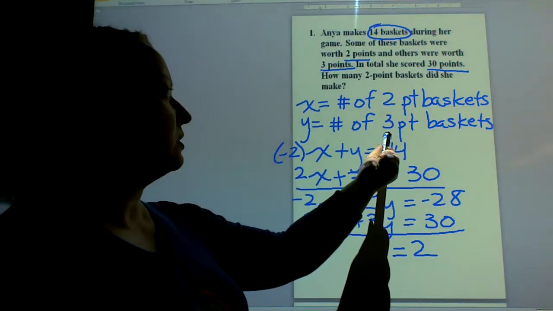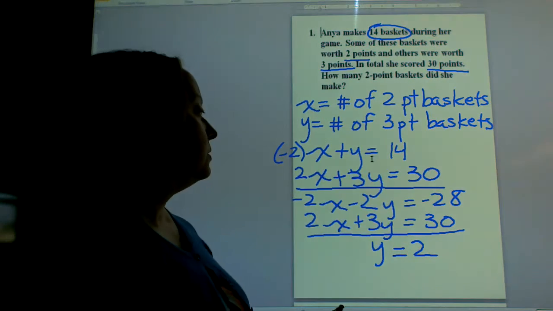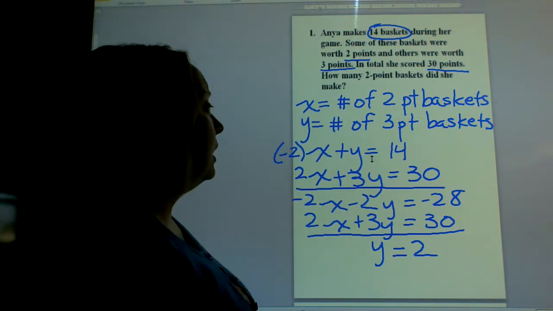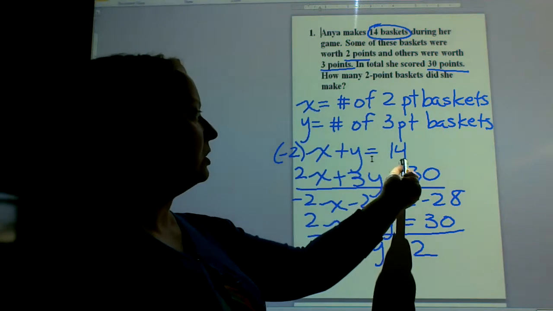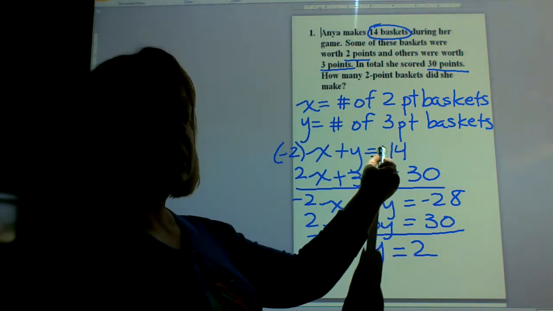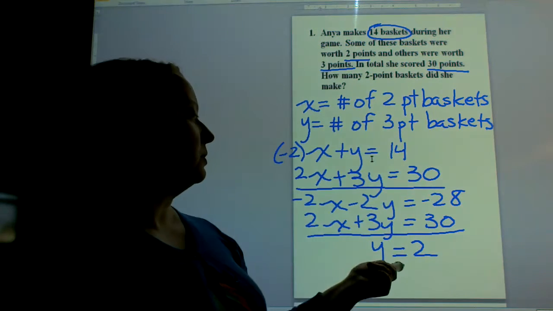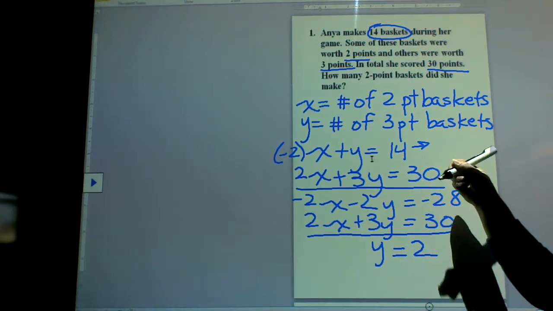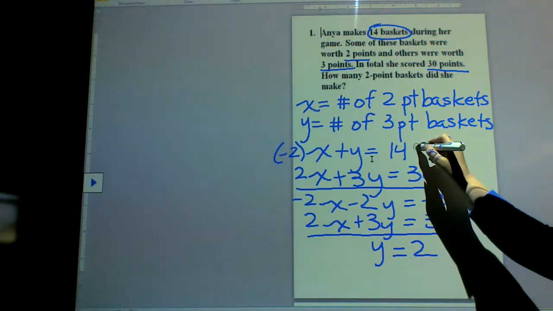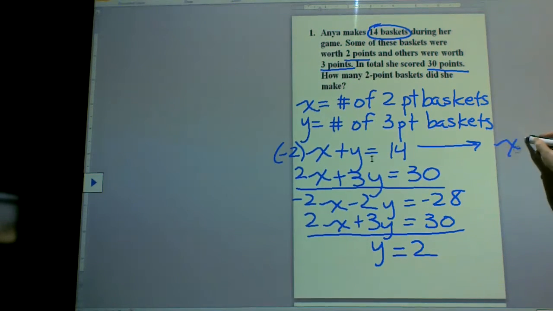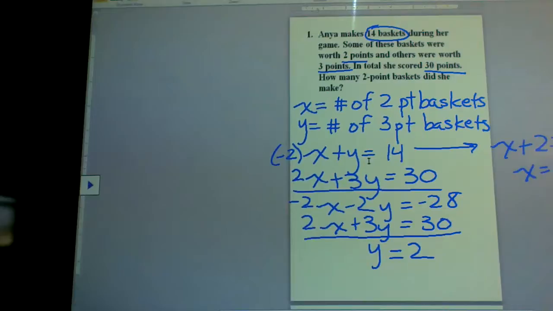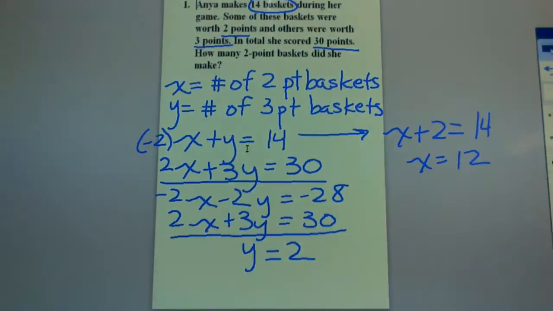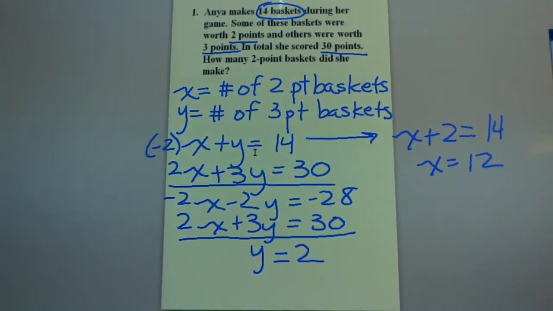Well, y represents the number of 3-point baskets, so we have to go back and sub it in to this equation here to figure out how many 2-point baskets, because we found 3-point. So we're going to just sub it in here. Let's do a bigger line here. So we have x plus 2 is equal to 14. And so x is going to equal 12. So x plus 2 is 14. x is equal to 12.